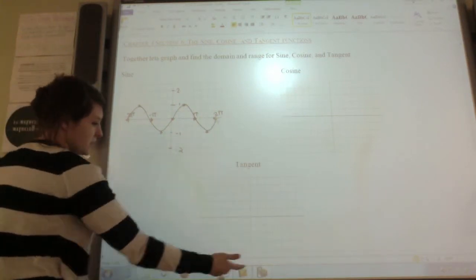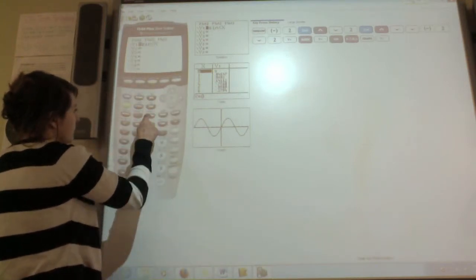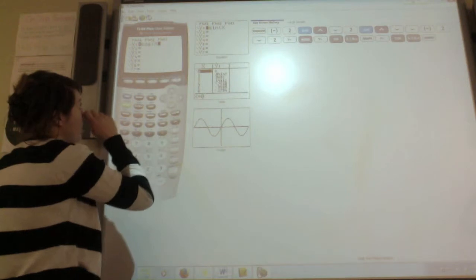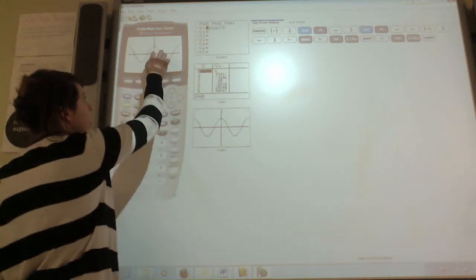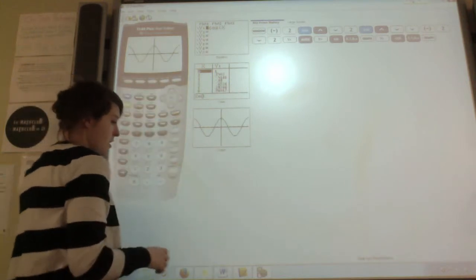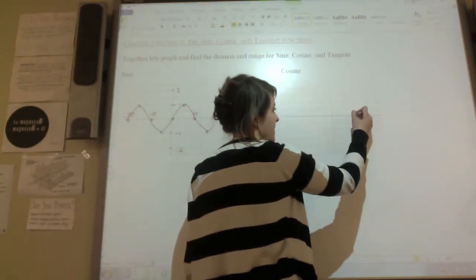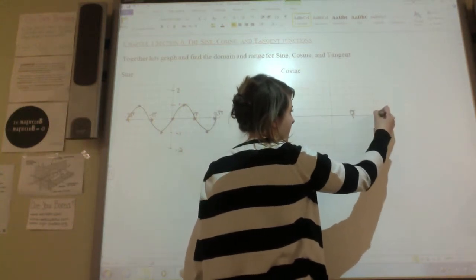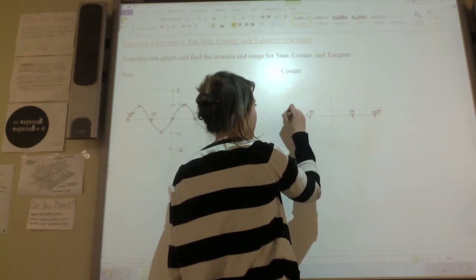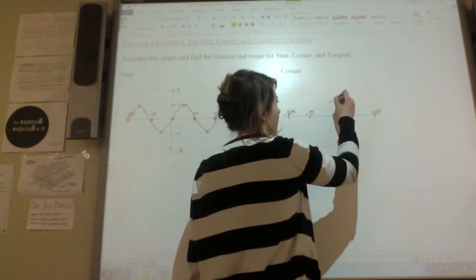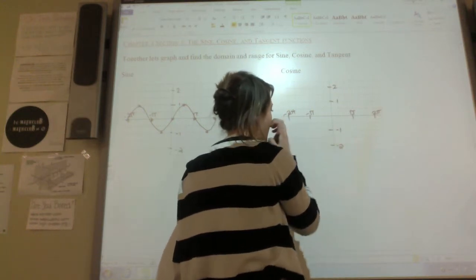Okay, cosine is the same way. If I graph it on my calculator, you can see it looks pretty much the same. The only difference is that instead of going through the origin, now I'm going through the maximum. So over here, I'm going to have the same graph. So I've got pi, 2 pi, -pi, -2 pi, 1, 2, -1, -2.